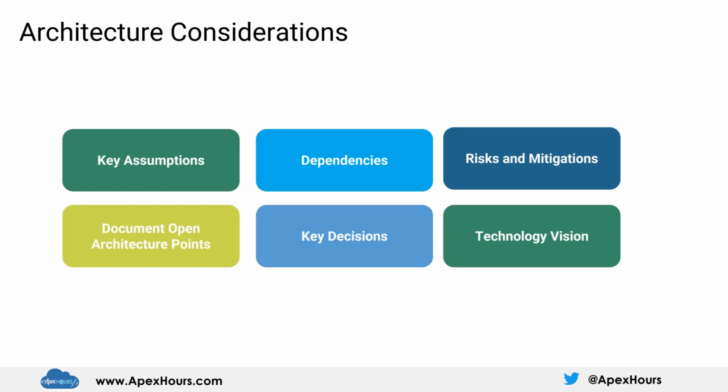And make sure that whatever architecture you are putting forward is aligned to the technology vision. The business strategy and the technology vision go side by side. So you need to make sure that the architecture you're putting forward is also fulfilling the organizational technology vision.